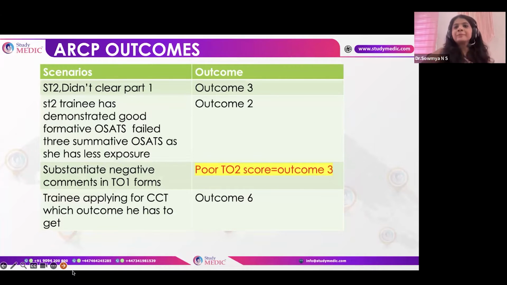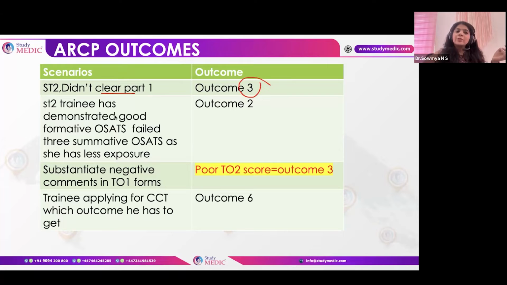A couple of things which I wanted to bring to your attention. As I said, if they are a very good clinician, but they haven't passed their academic part, for example, an ST2 didn't clear part 1, obviously he or she has to stay back at ST2 level only, and that's where you get outcome 3 till they finish.